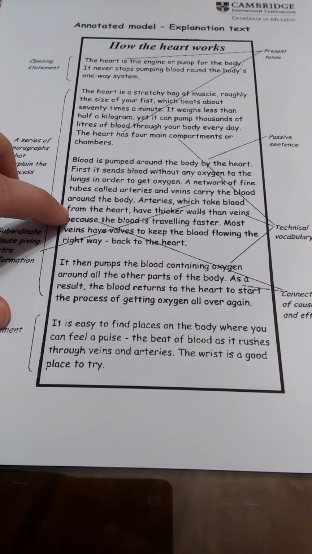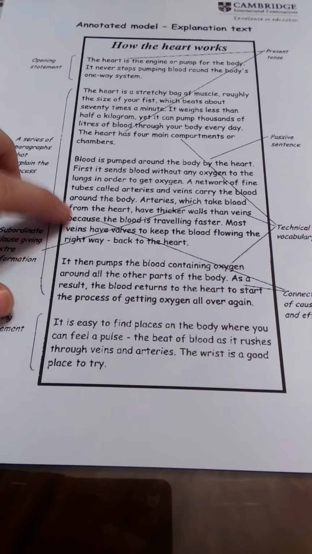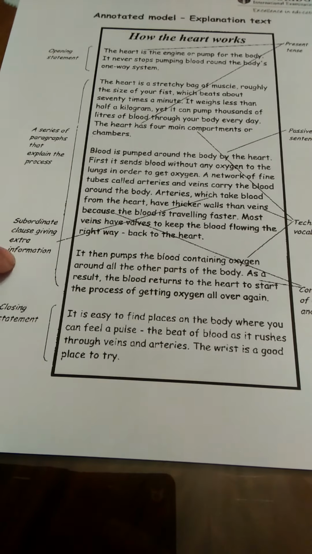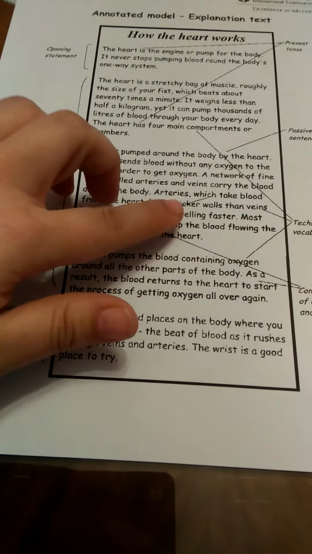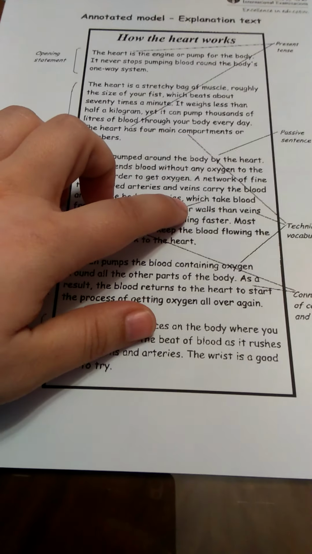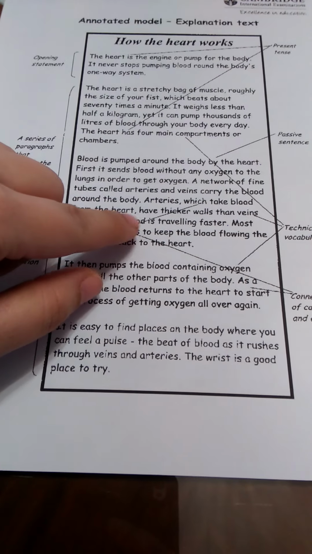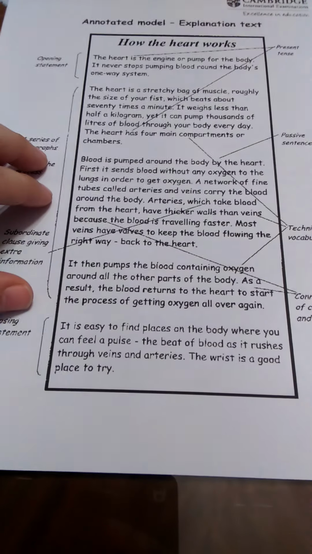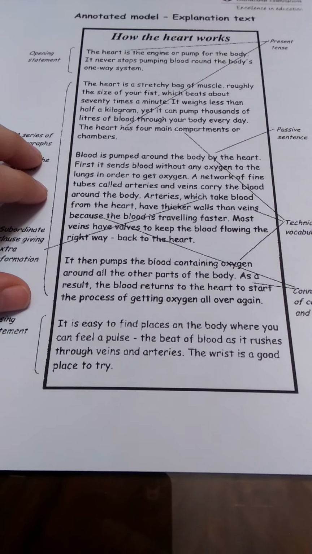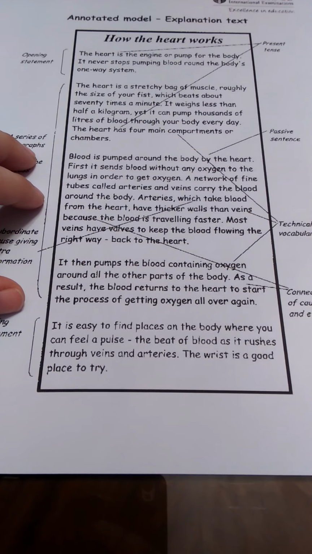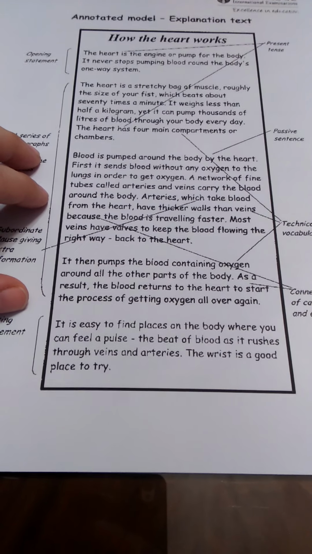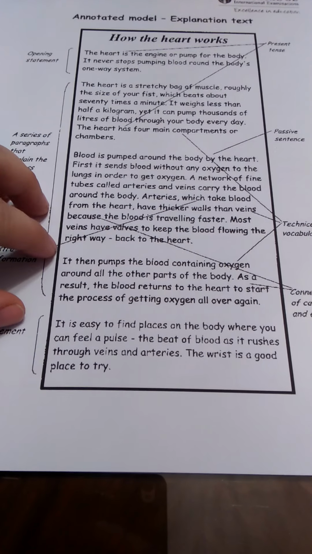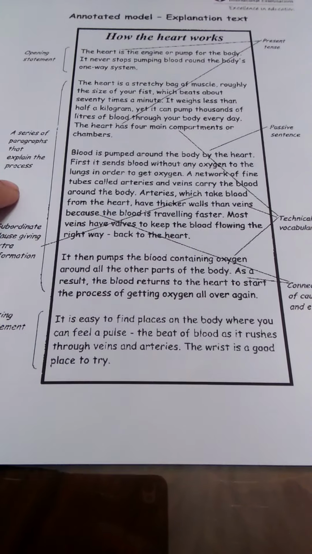Arteries, which take blood from the heart, which is a relative clause, subordinate clause giving extra information. Please bear in mind there's a comma here for the extra piece of information, which take blood from the heart. Have thicker walls than veins because the blood is traveling faster. Most veins have valves to keep the blood flowing the right way, back to the heart.